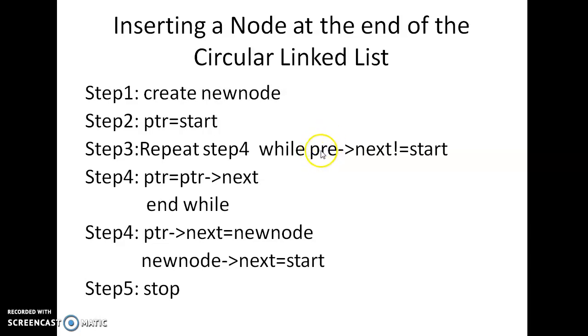We are taking the pointer. It is not pre, it is pointer. Pointer of next is not equivalent to start. Pointer equal to pointer of next. After executing these steps 2, 3, 4, we have reached the ending of the circular linked list.